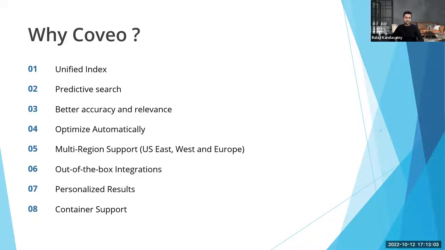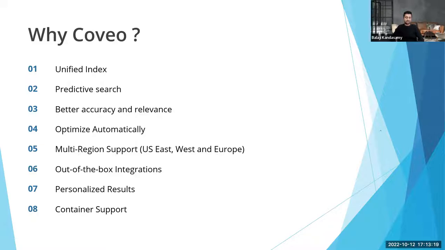Optimize automatically. There is a scheduled job. We'll go through that. That is also related to the automatic relevance tuning, which happens at specified time intervals. Typically, it's a 3-month period that it tunes, and for certain things, you can set it up in a month or so.